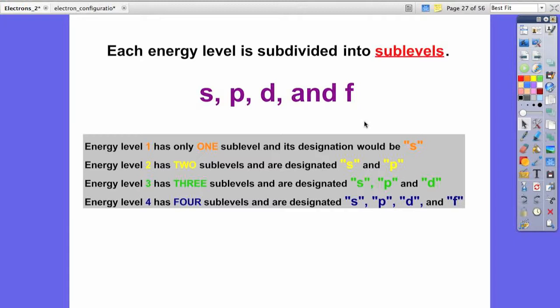Energy level 2 has 2 sublevels, and they're called S and P. Energy level 3 has 3 sublevels and are designated S, P, and D. And then energy level 4 has 4 sublevels and are designated S, P, D, and F. And then for the 5th one, we would include the G, but we are not going to be concerned about this one.